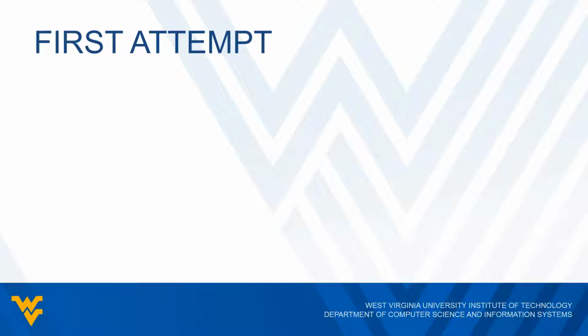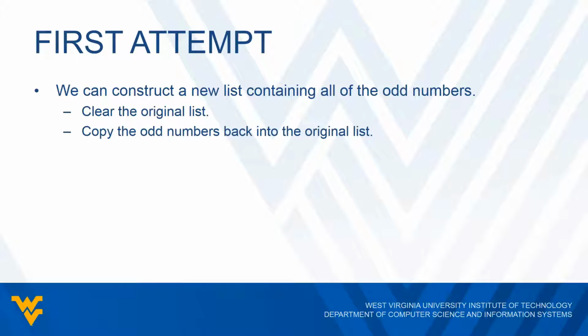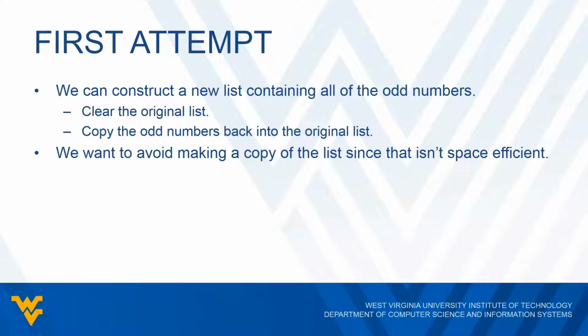One approach we can use is to construct a new list that would contain all of the odd numbers. Then we would just clear the original list and copy all of the odd numbers from the new list and put them into the original list. That would work, right? The one problem with this is it's very space inefficient.